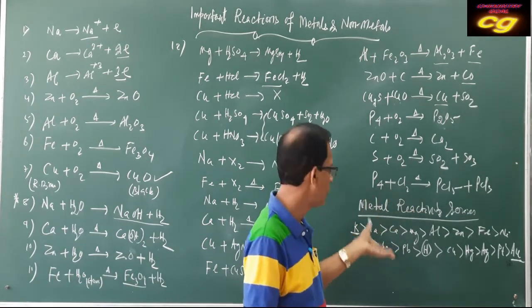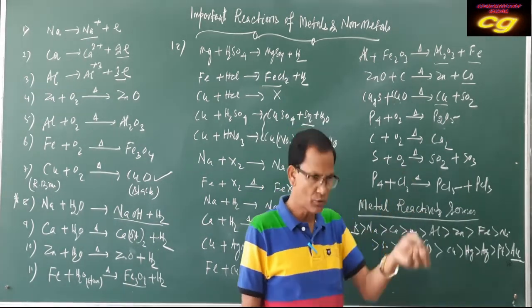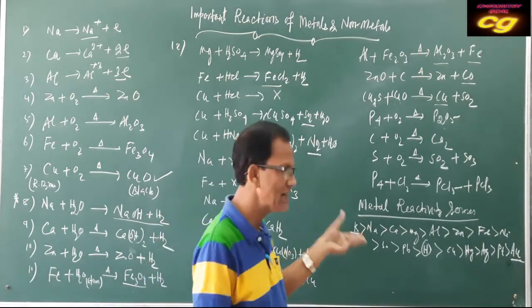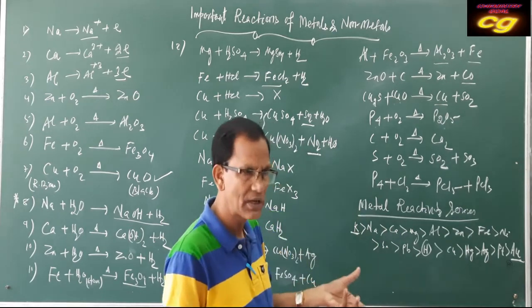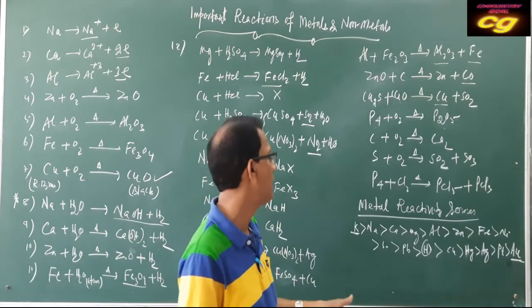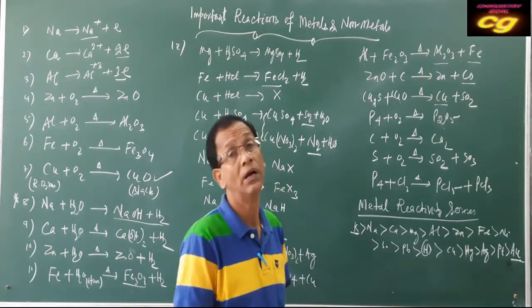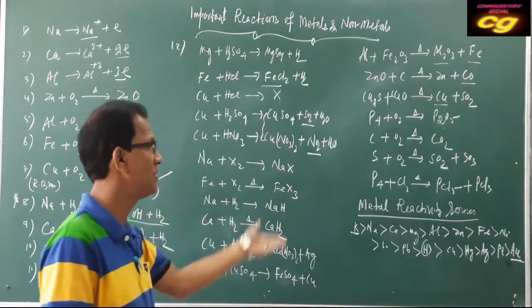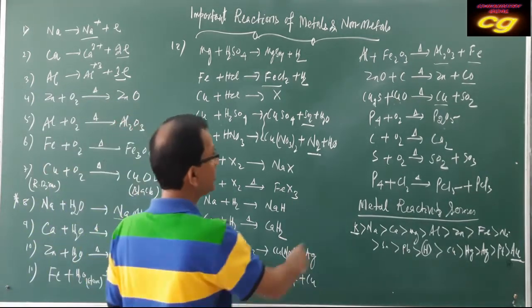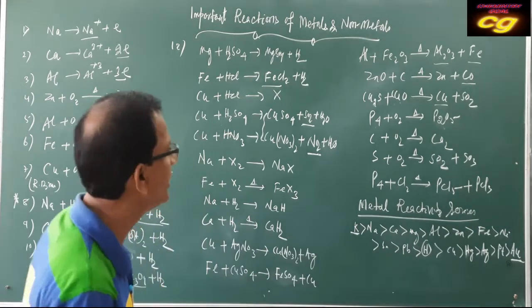On that basis, taking the same amount of metals and the same amount of acids, the metal which produces more hydrogen gas in a particular time is compared in the metal reactivity series. So this is the order of different metals towards dilute acids.